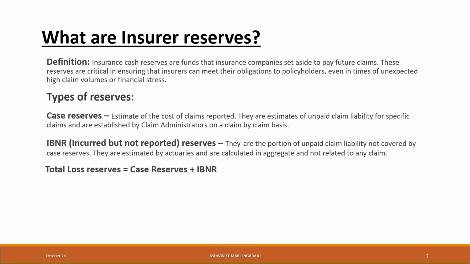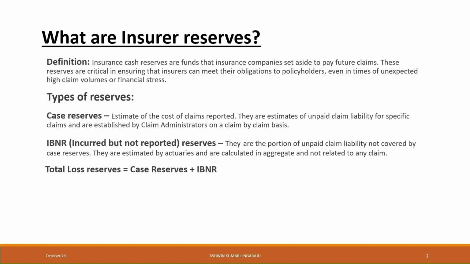So, what are insurer reserves? Reserves are the funds that insurers set aside to pay future claims. They are critical in ensuring that the insurers meet obligations to the policyholders. So, what are the types of reserves? Reserves are of two types. One is case reserves, and the other is incurred but not reported, IBNR, reserves.